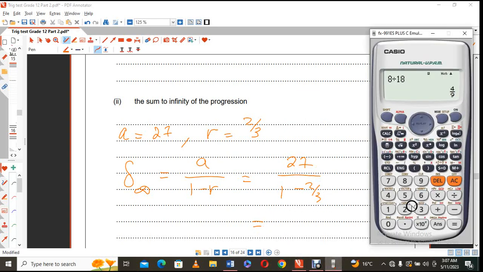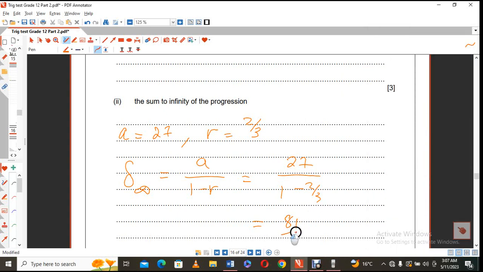So let's quickly take our calculator. We say 27 over 1 minus 2 over 3, and that should give you 81. Okay, so the sum to infinity is 81.